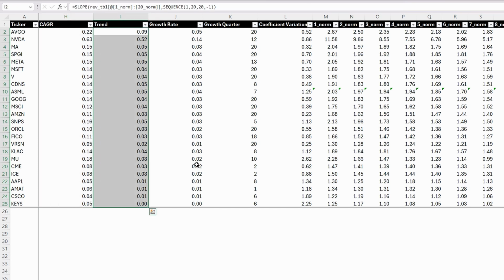Signal 2 is the trend. So this is the rate of change of revenue over time. So it's basically the M in Y equals MX plus C. And I do this so I can see the overall direction of the revenue.